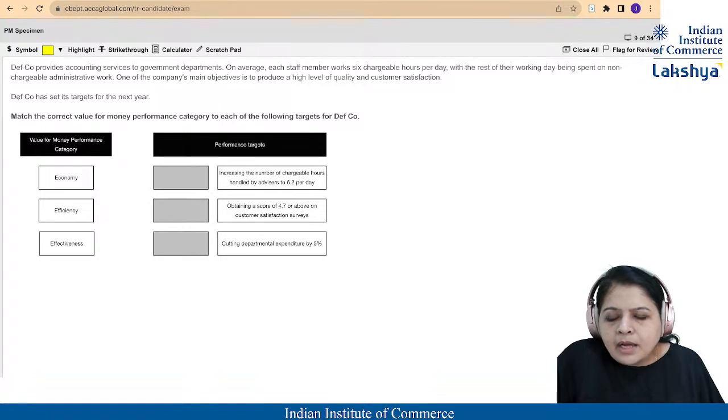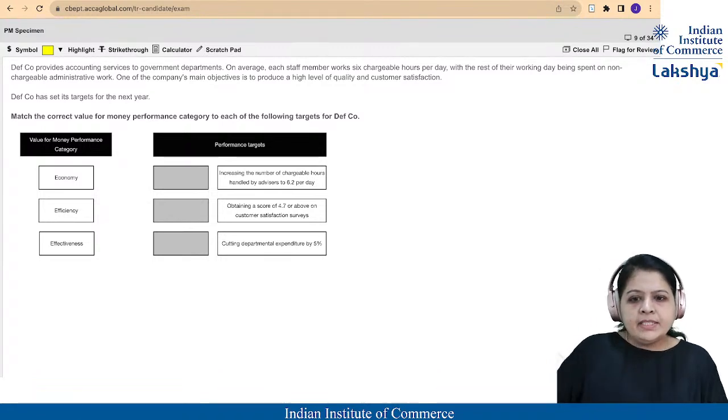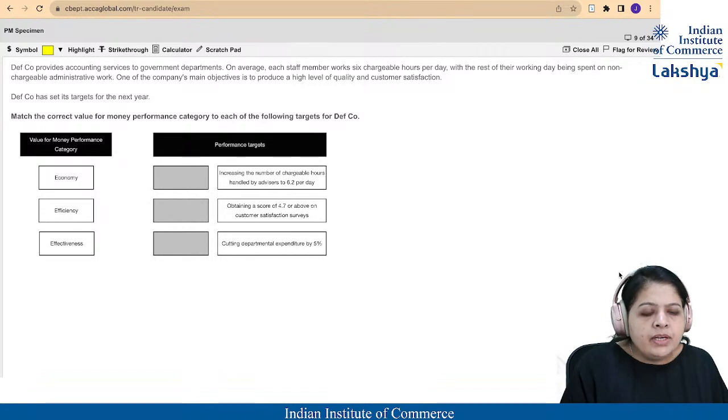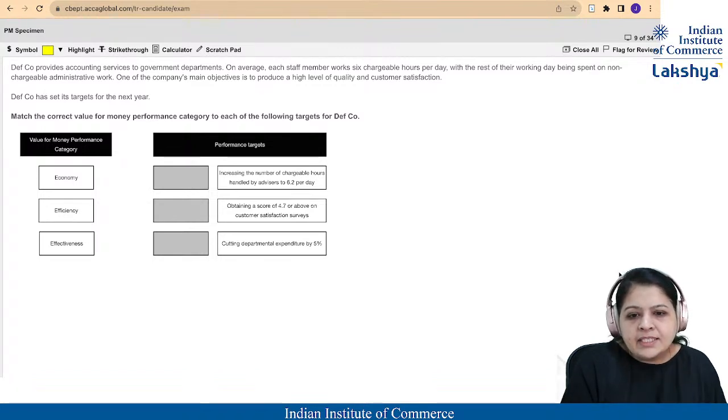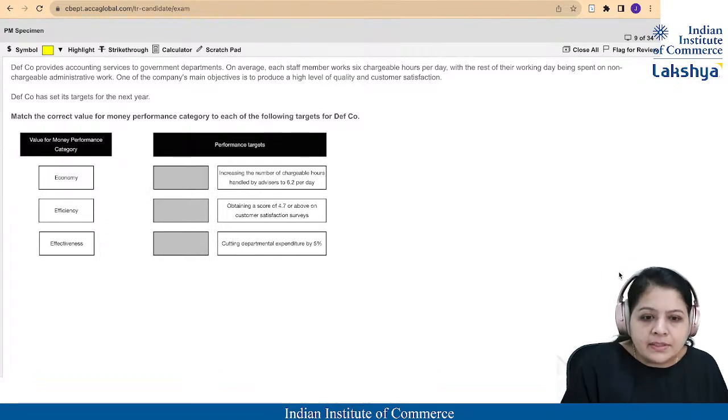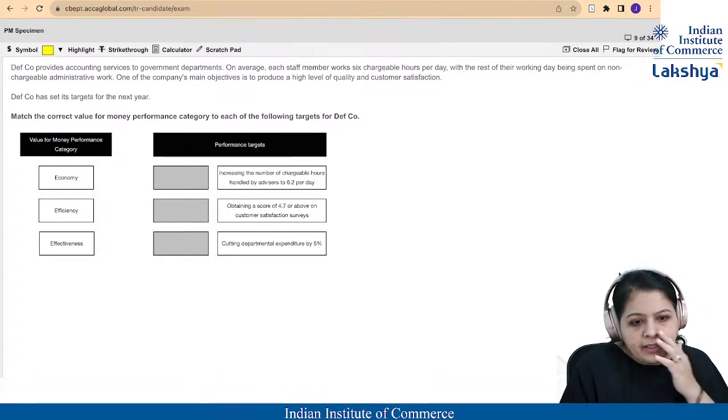DEF company provides accounting services to government departments. On average, each staff member works 6 chargeable hours per day, with the rest of the working day being spent on non-chargeable admin work. One of the company's main objectives is to produce a high level of quality and customer satisfaction. DEF company has set its targets for the next year. You need to categorize them into economy, efficiency, and effectiveness, right? Increase the number of chargeable hours handled by advisors to 6.2 per day, obtaining a score of 4.7 in terms of customer service satisfaction, and cutting departmental expenditure.